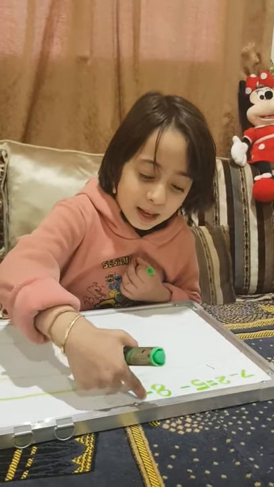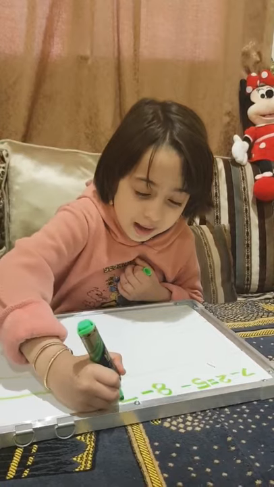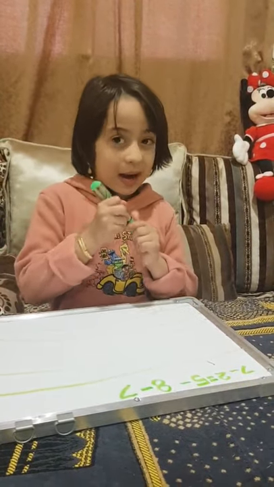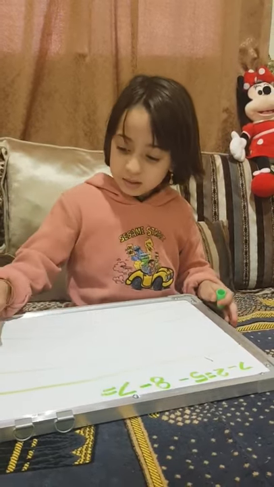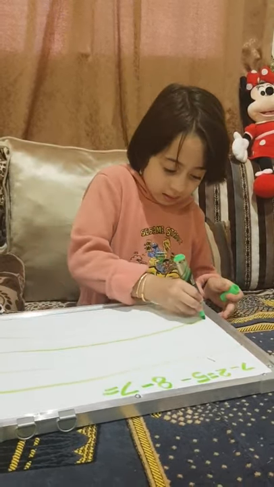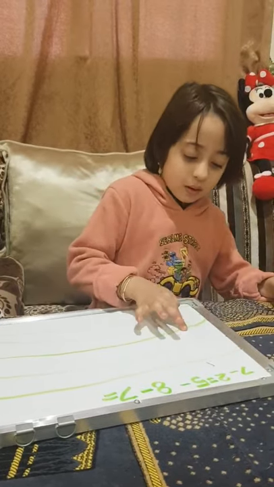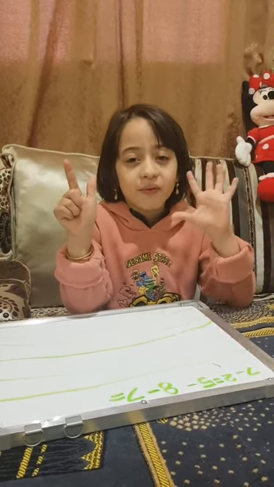So, plus 7 equals, make here equal. 7 in my, 8 on my mind and 7 on my fingers. After, before 8, 7, 6, 5, 4, 3, 2, 1. Equals 1.